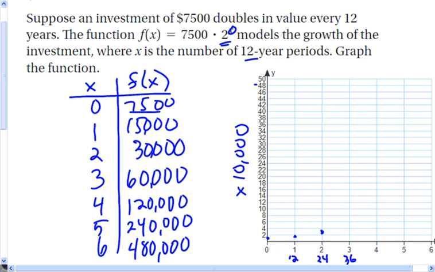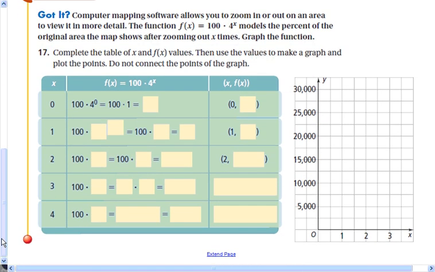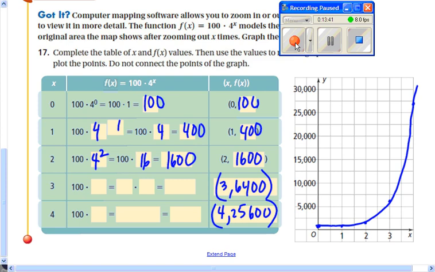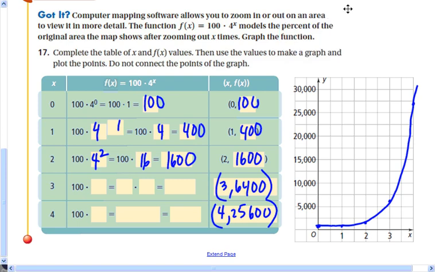At 3, I'm going to be at 6 10,000s. At 4, I'm going to be at 12 10,000s. At 5, I'll be at 24. And then at 6, I'll be at 48. And then we'll just draw a smooth curve because our value is going to continue to grow. Right? Good, you try that. Check back with your answers. And your graph should look something like that.